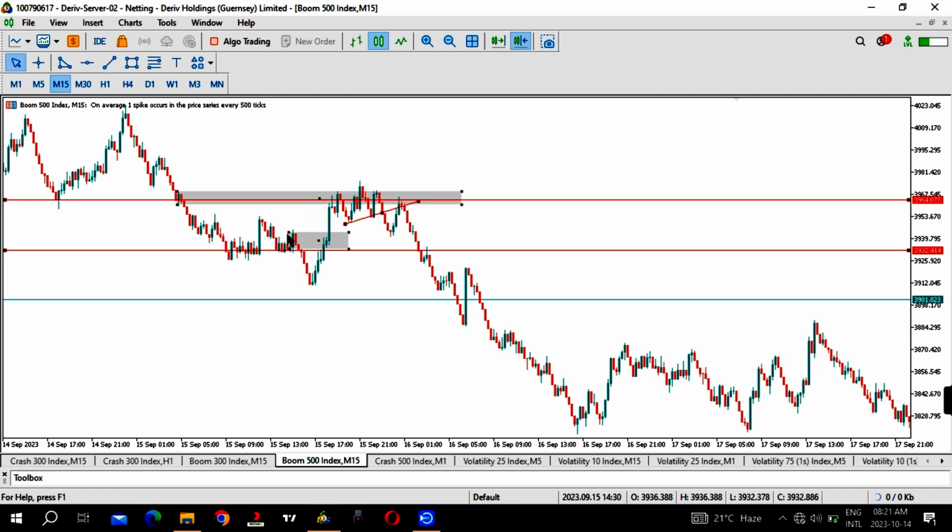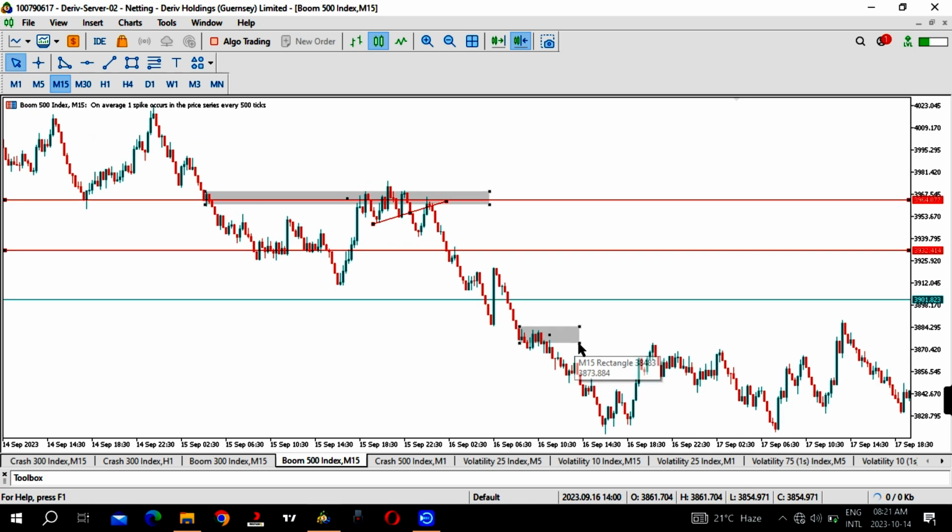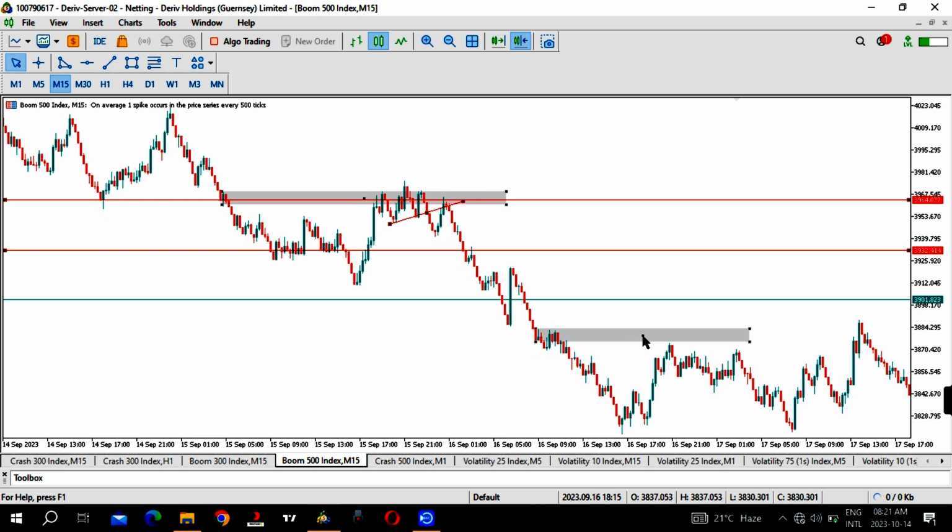So if you see that an area of interest is likely not going to be respected, I suggest that you move that area and mark the next area, because if you just give it a doubt, then it's likely not going to be working out for that trade. So that's how you filter which areas to use and which ones to leave.